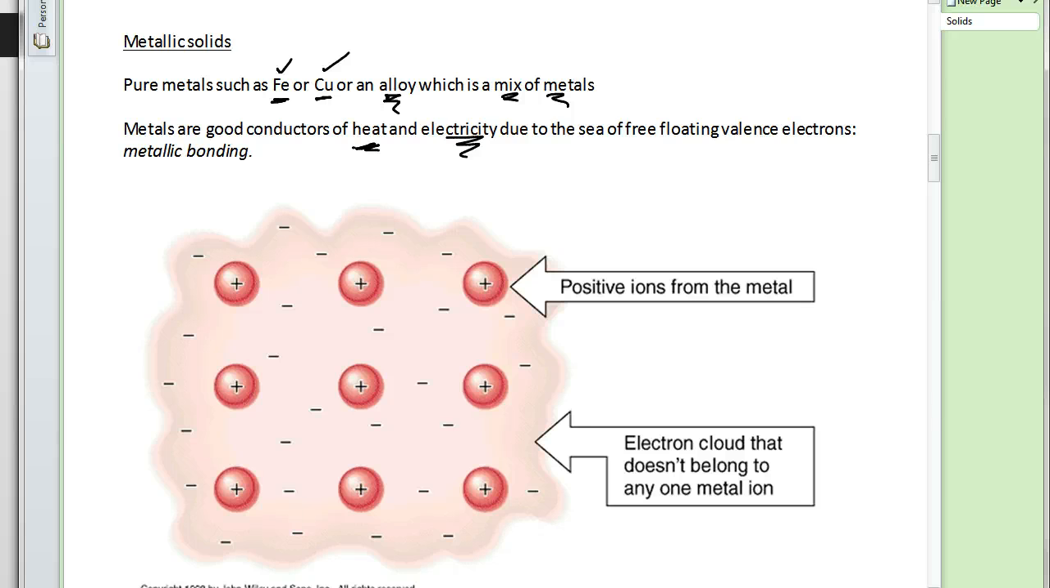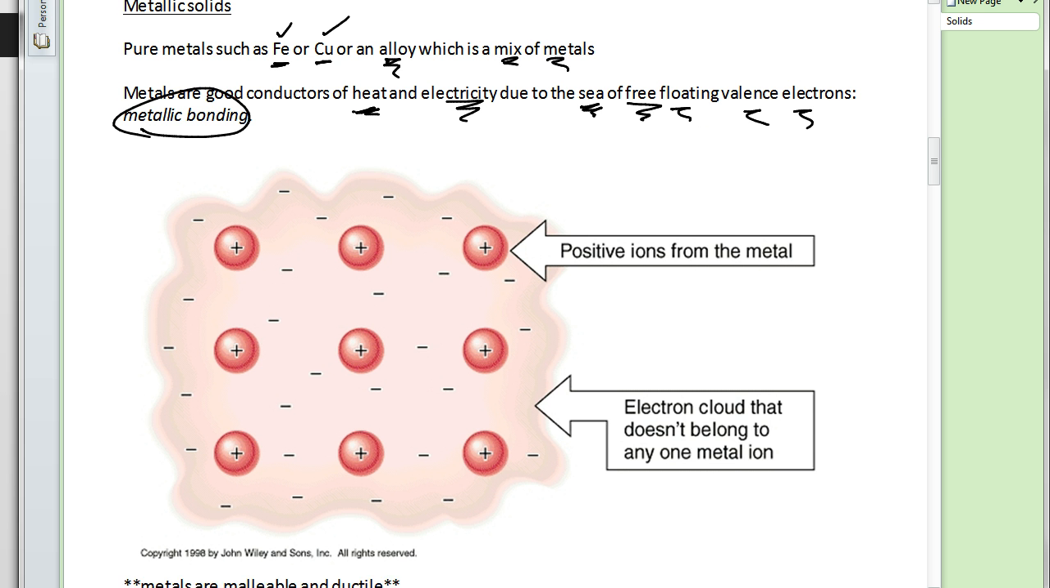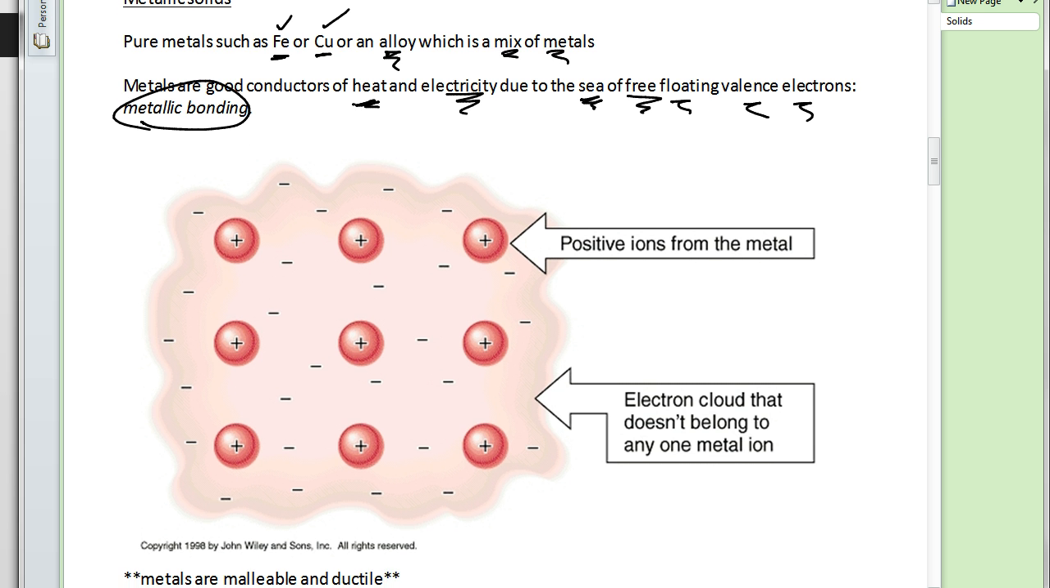Now the reasoning behind why it is so good of a heat conductor and an electricity conductor is because of what we call a sea of free-floating valence electrons, and we call that metallic bonding. So what is a sea of free-floating valence electrons, or metallic bonding? Well, here's a good little picture down here. Each one of these is a positive ion from a metal, or our nucleus, and then we have electron clouds that don't necessarily belong to any one metal.